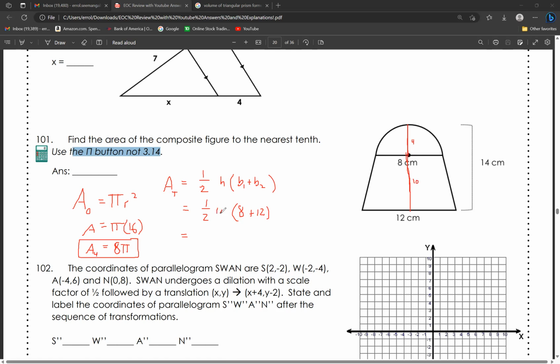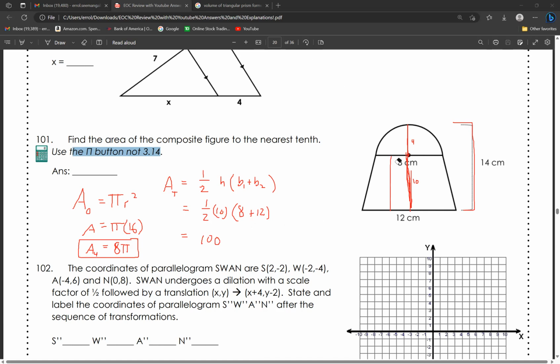Exactly. So now just plug everything in and solve, right? 8 plus 12 is 20, half of 20. For the height, you wouldn't just do 14 instead of putting 10? Well, the height of the trapezoid is this. The height of the whole thing is 14, but we just want this height right here, which is 10. So yeah, this is 100.